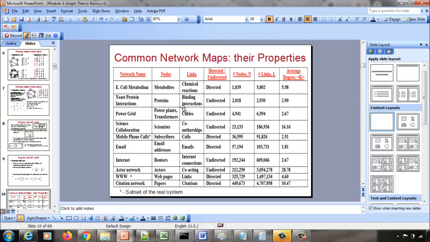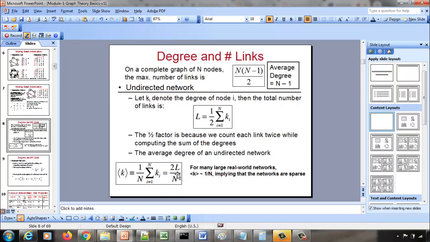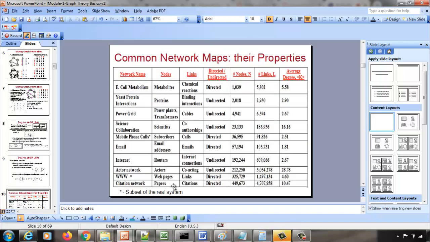So for example, the yeast protein interaction network is an undirected graph of 2018 vertices and 2930 edges or links. Since it's undirected, the formula for the average degree is 2 times the number of links divided by the number of vertices or nodes. So that's going to be 2 times the number of links, which is 2930, divided by the number of nodes, which is 2018, and that will get you the average degree.